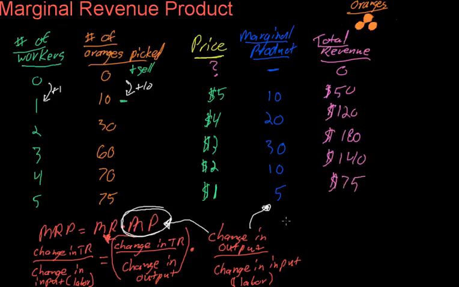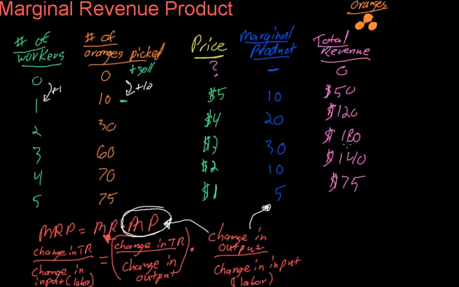So right now, I want to stop, pause, and kind of look at this a little bit. When we hire the first worker, we make $50. When we hire the second worker, we make $120. And when we hire the third worker, we make $180. But when we hire the fourth worker, we only make $140. And we made $180 in revenue with only 3 workers.